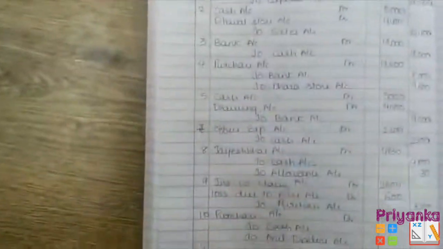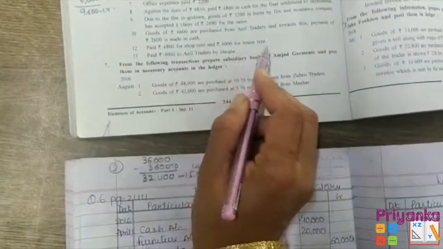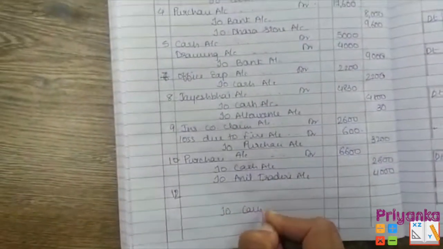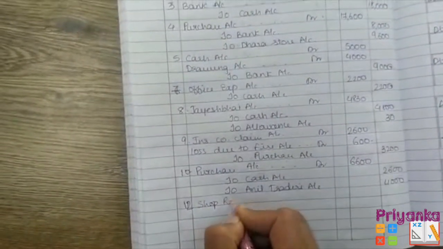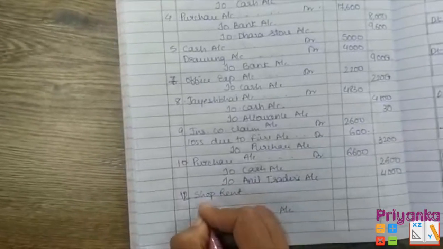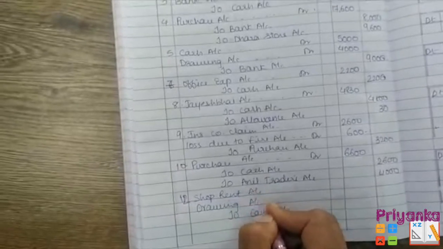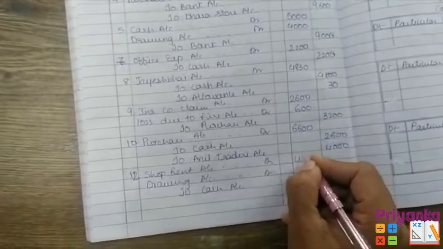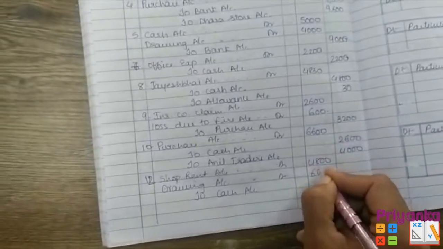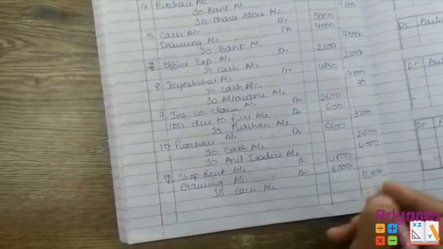Next one, 12th. Paid rupees 4800 for shop rent and 6000 for house rent. Paid, so cash is going out, cash account. One is for shop rent and another one is for the house rent, so we'll count it as a drawing. Both accounts are debited. First we'll write the amount of shop rent, that is 4800, 6000 for house rent, total 10,800.